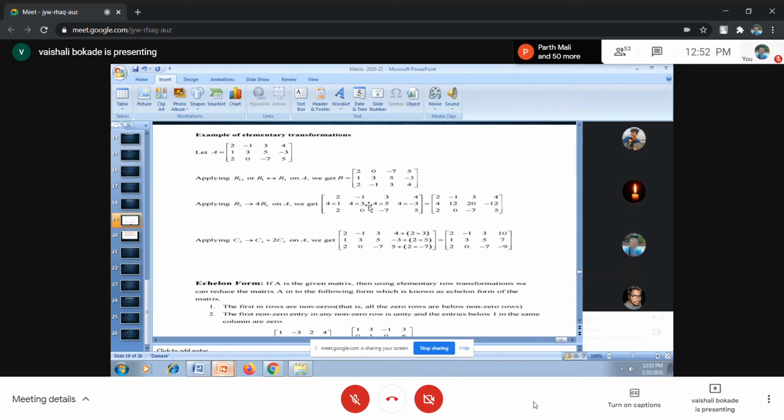The second type of row transformation: I may multiply R2 by 4 and convert my R2 as 4 into R2. That is, any row or any column, I can multiply it by any scalar. I can use this second type of row or column transformation as previously while searching the inverse of a matrix. One more row or column transformation we went for is of this type, C3 plus twice C2. This is just an example.